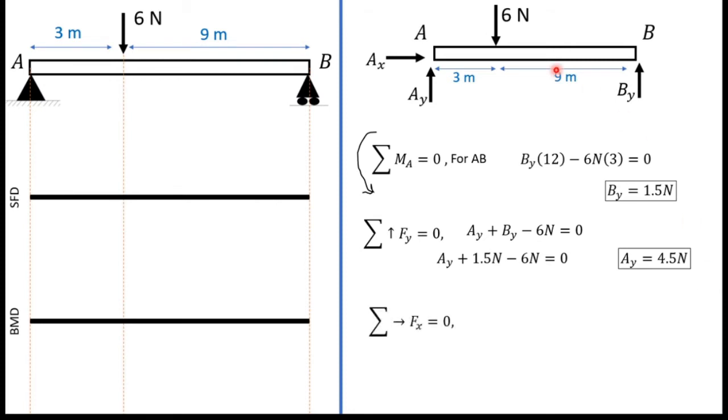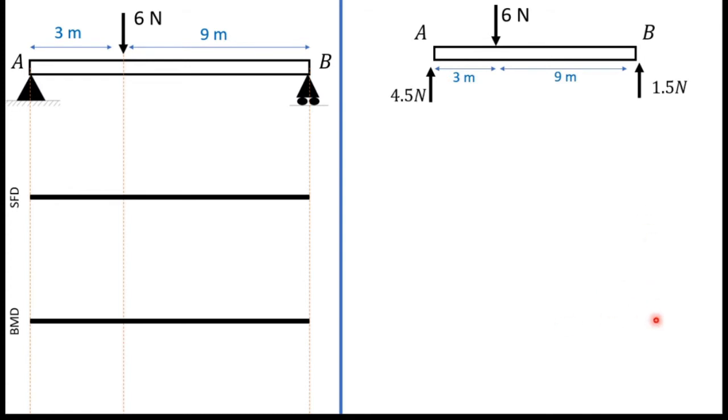Then I will consider the sum of horizontal forces. There is one horizontal force, which is Ax, and therefore Ax equals 0. Now I have found all three support reactions. Now I can draw the shear force diagram and bending moment diagram.